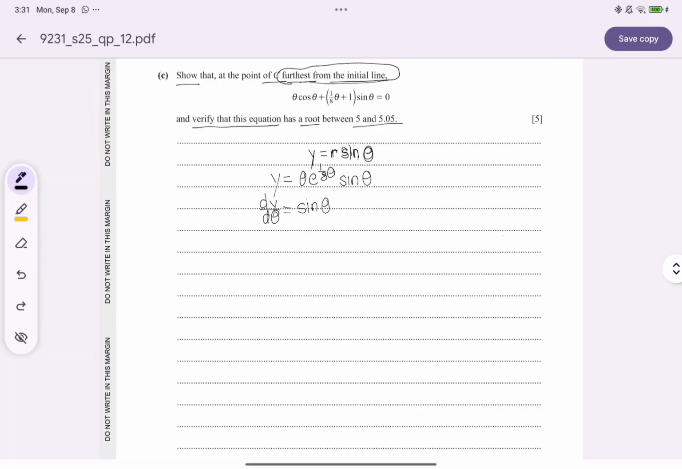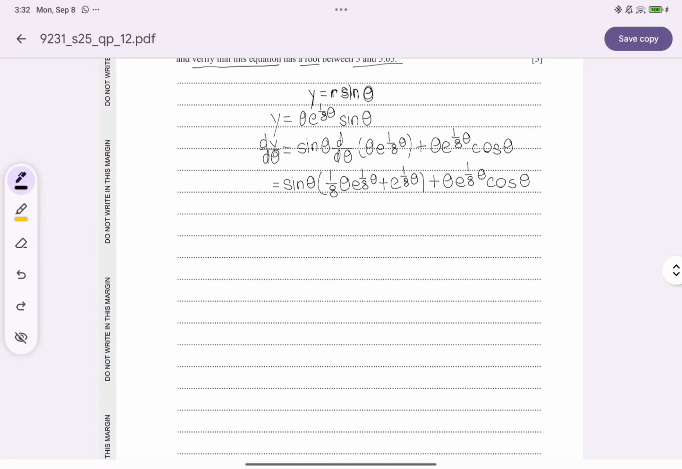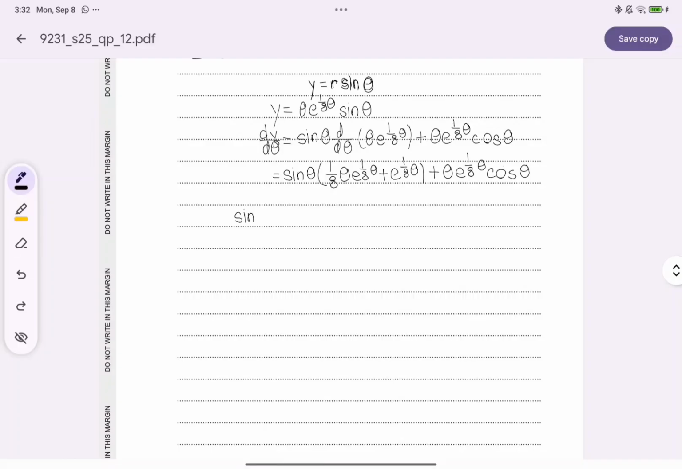So I'm going to keep the sine theta first and differentiate theta times e to the power of 1 over 8 theta, plus theta times e to the power of 1 over 8 theta times cosine theta, equals sine theta times 1 over 8 theta times e to the power of 1 over 8 theta plus e to the power of 1 over 8 theta, plus theta times e to the power of 1 over 8 theta cosine theta. Okay, now let's equate it to 0.